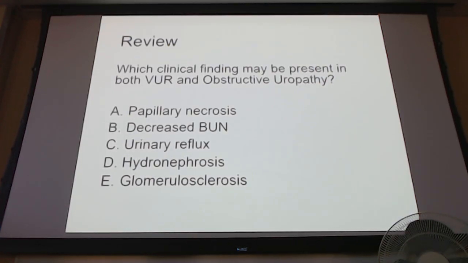Delta? Delta, hydronephrosis. So both a defect in outflow of urine from the kidney can cause hydronephrosis, as well as back pressure from urine being pushed back up from the bladder in the case of a child with vesicoureteral reflux.